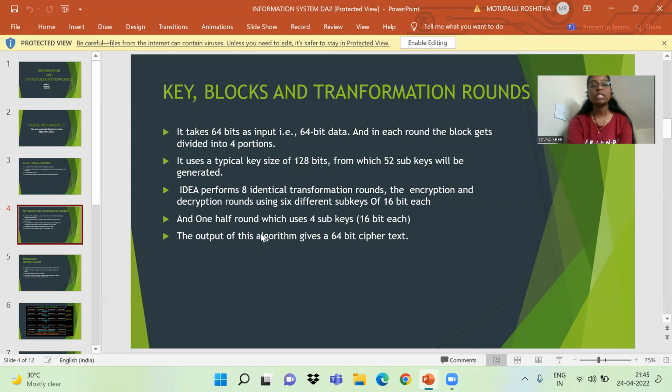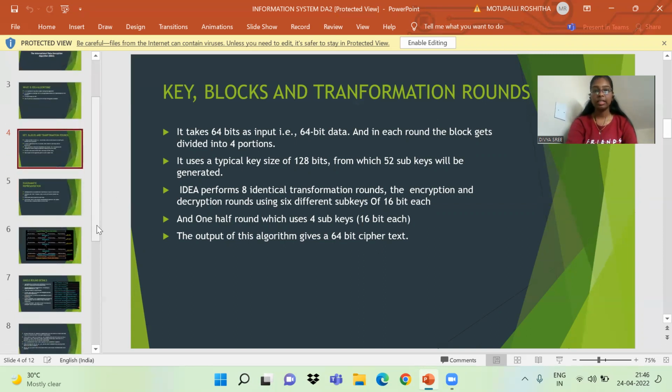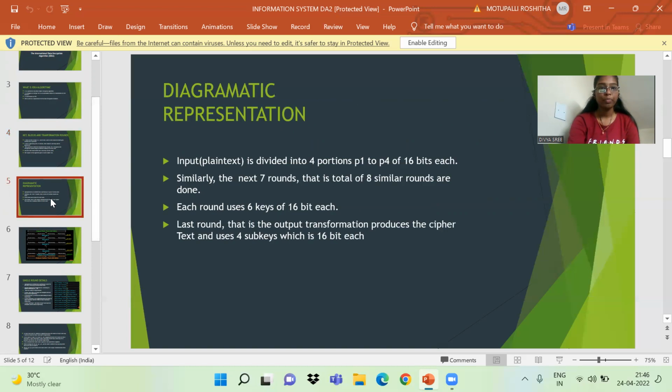The output of this algorithm will give a 64-bit text. So the input is 64-bit and the output is also the 64-bit ciphertext. This is only a theoretical part of this IDEA. We will get into detail on all this key generation and the rounds technique further in this video.